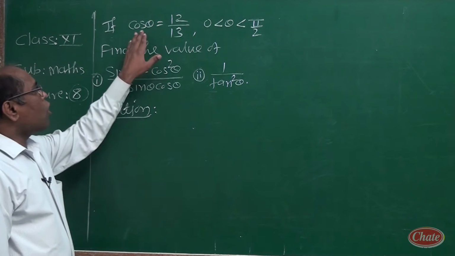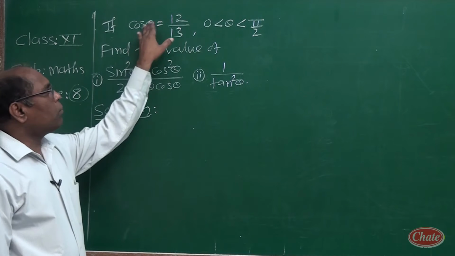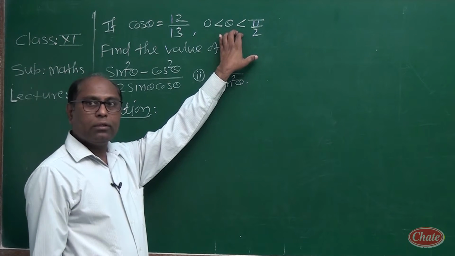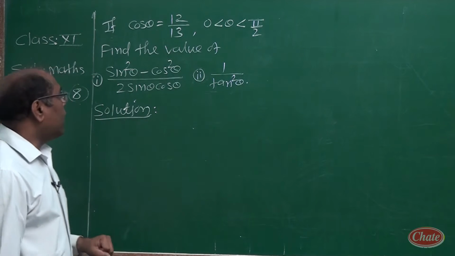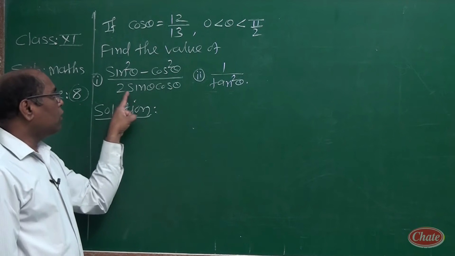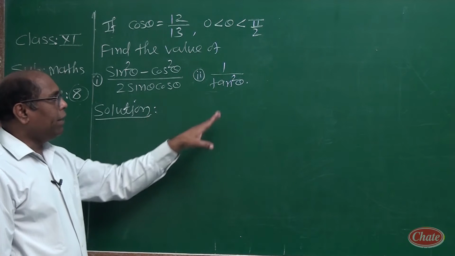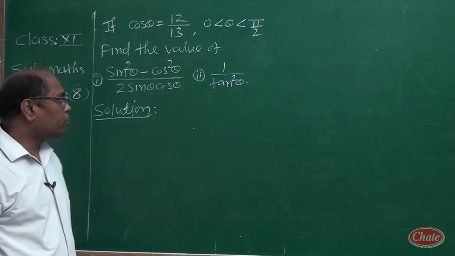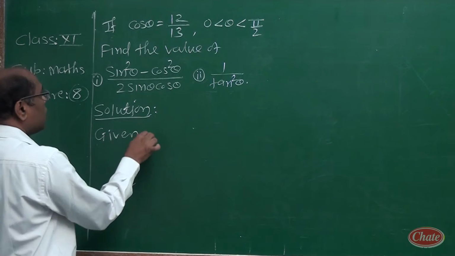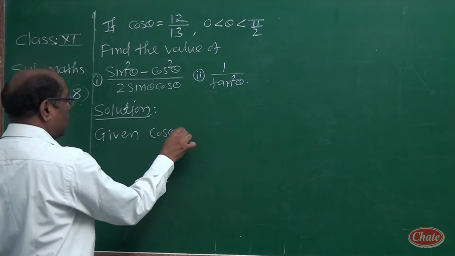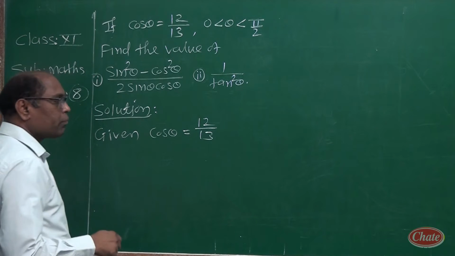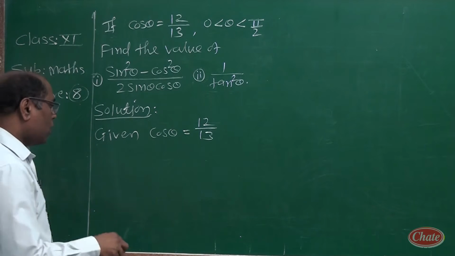Okay, cos theta is equal to 12 upon 13. Theta lies in the first quadrant. We have to find out the value of (sin square theta minus cos square theta) upon 2 sin theta cos theta, and 1 upon tan square theta. Now here we are given cos theta is equal to 12 upon 13.